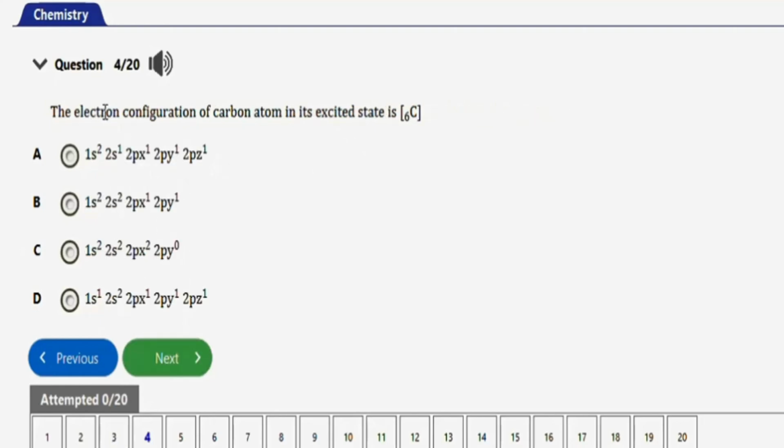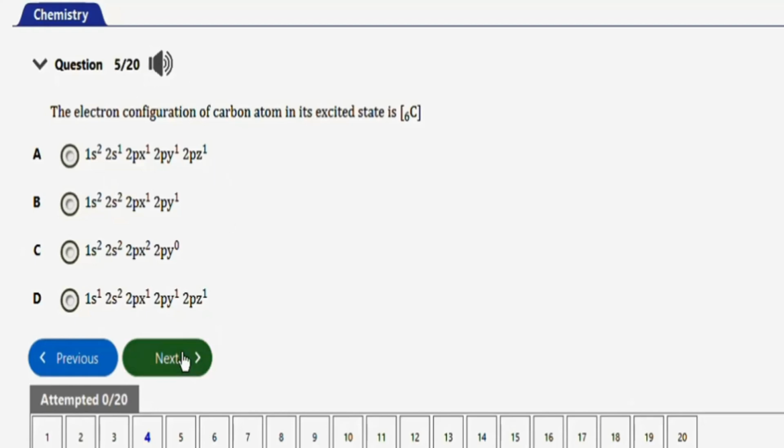Let's take the next question. It says the electron configuration of a carbon atom in its excited state is. The right option here will be option A. So guys, take note of this question, the answer is option A. It gets repeated again. The right option here is option A. Alright, so that's it for this question.